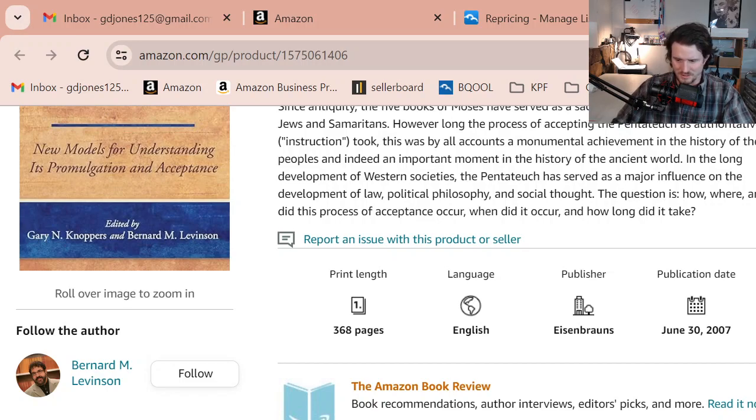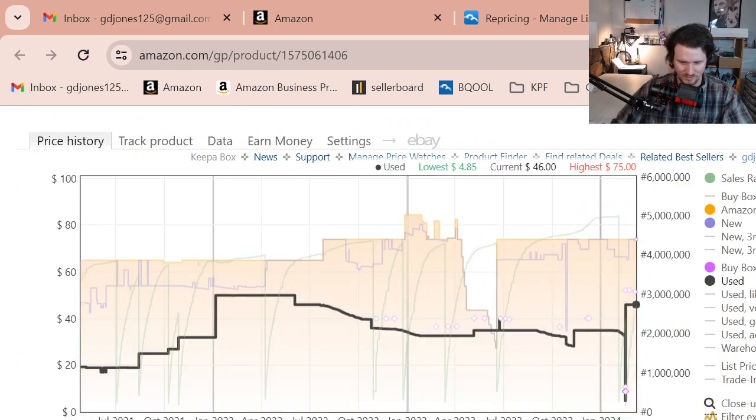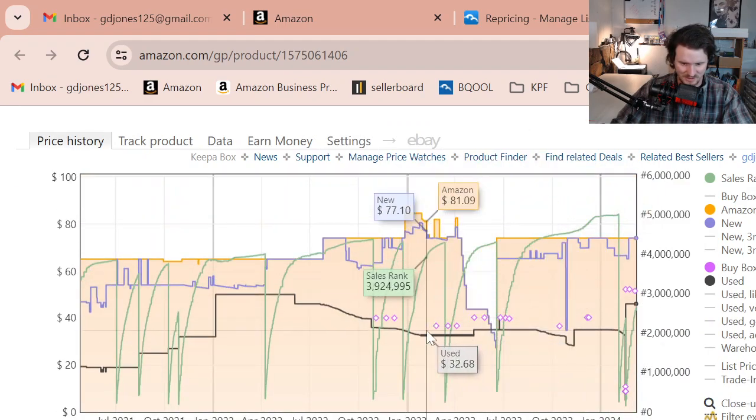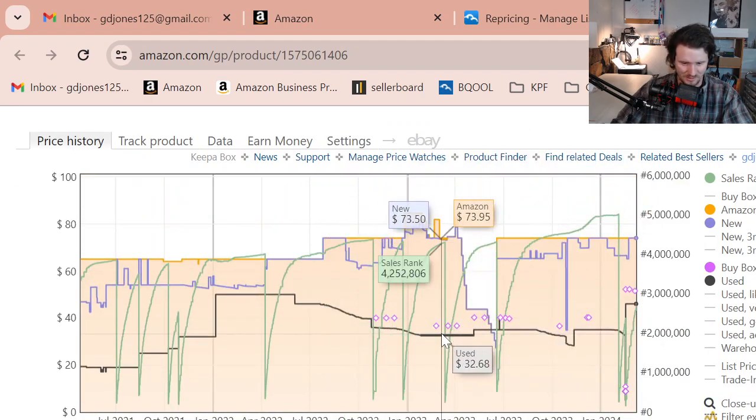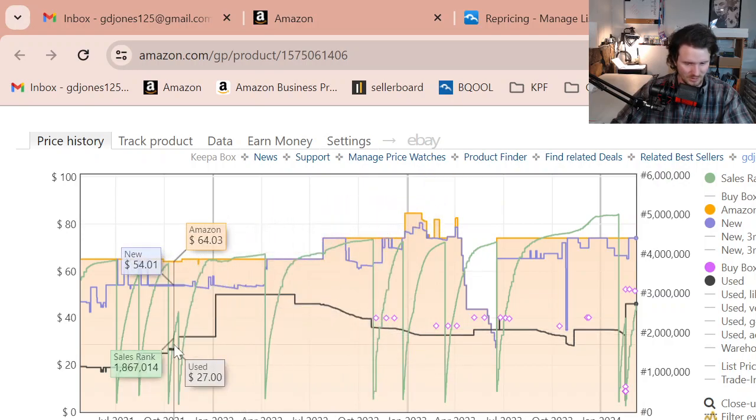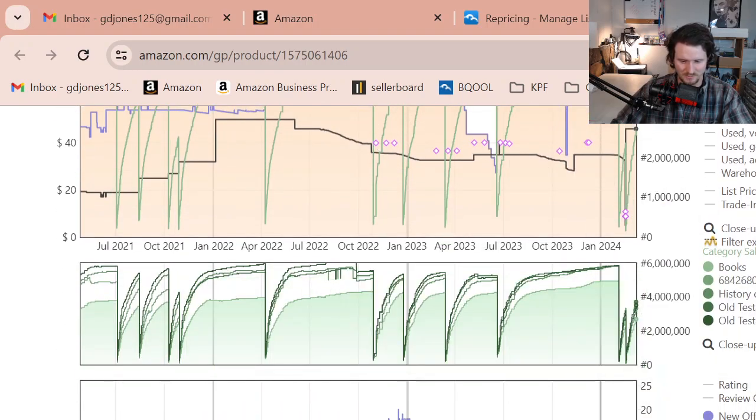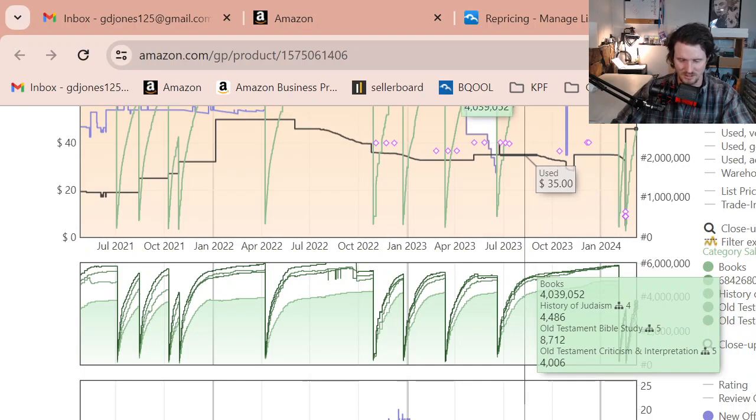So I'm making $12.19. That's 137% ROI. I am completely fine with that. And especially since it doesn't sell a whole lot, I would rather price it low and get that money back at a fairly quick rate than anything.